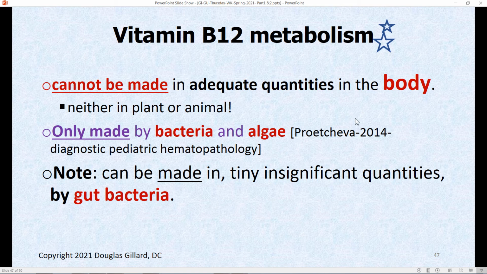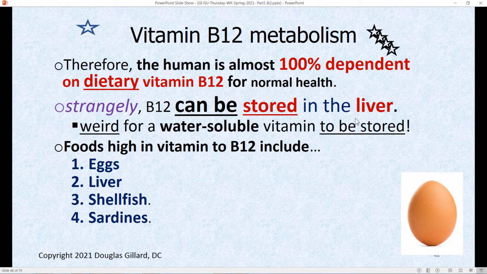Vegetarians have to be careful with this one, so they have to figure out where to get their B12. I've known several who have come through the program, and they tell me they get theirs from yeast. The human, therefore, is almost 100% dependent on dietary vitamin B12. Strangely, it can be stored in the liver, and it's weird for a water-soluble vitamin to be stored in the liver.